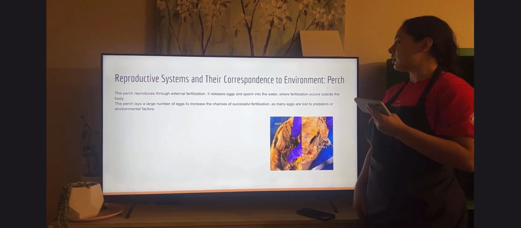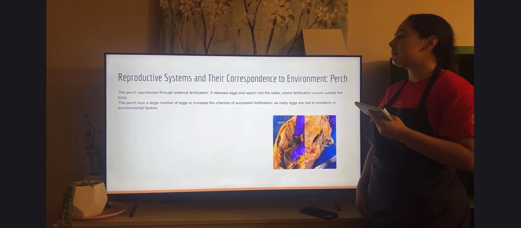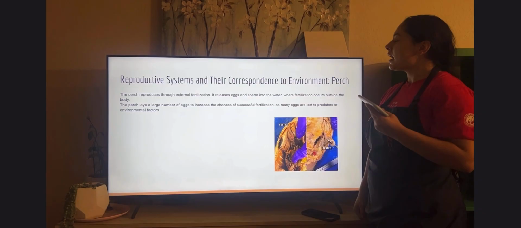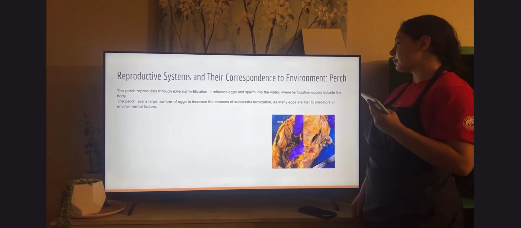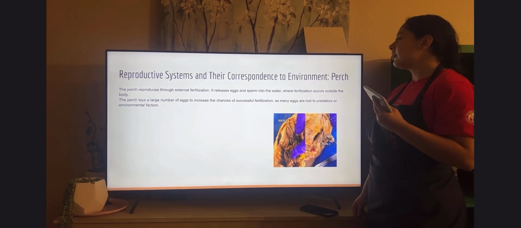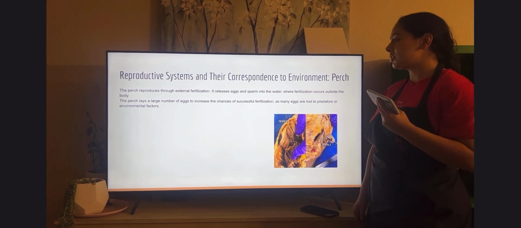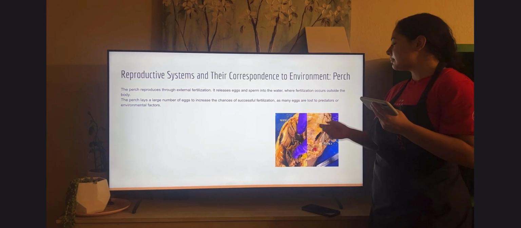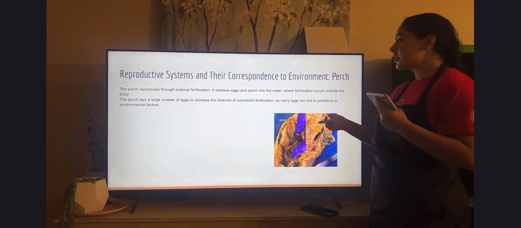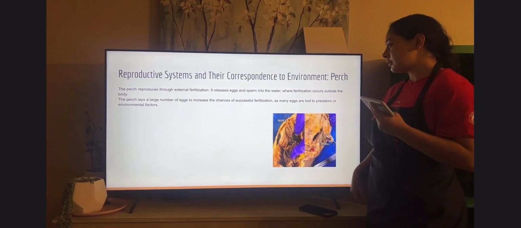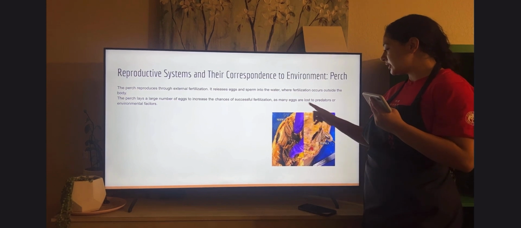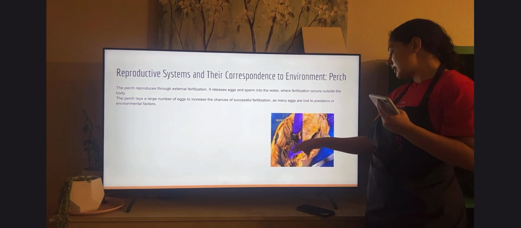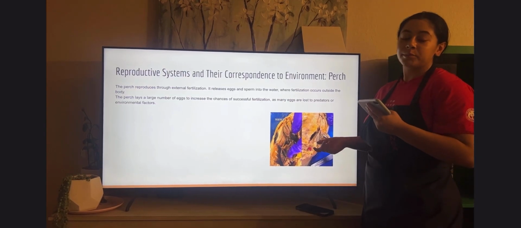Reproductive systems and their correspondence to the environment. The perch reproduces through external fertilization. It releases eggs and sperm into the water where fertilization occurs outside the body. The perch lays a large number of eggs to increase the chances of successful fertilization, as many eggs are lost to predators or environmental factors. Right here you can see those reproductive structures of the perch. You can see those testes. Our perch was a male.